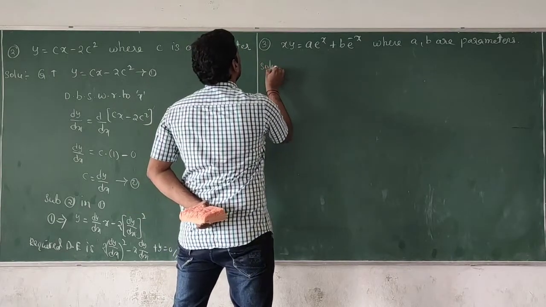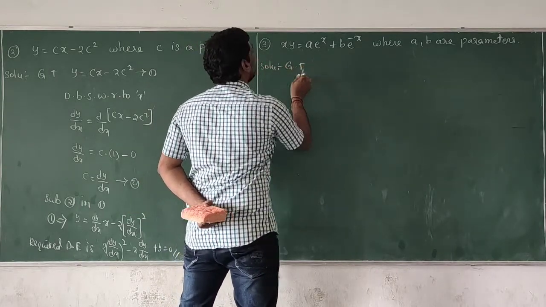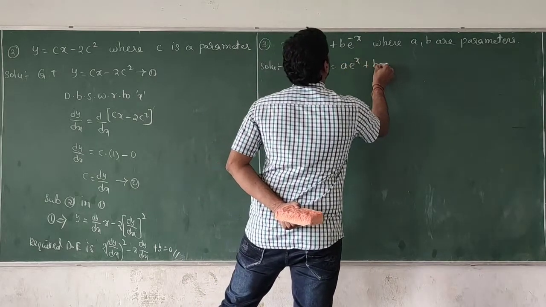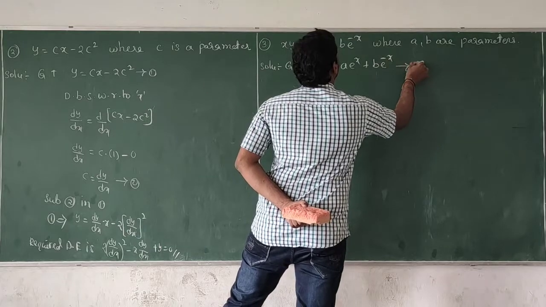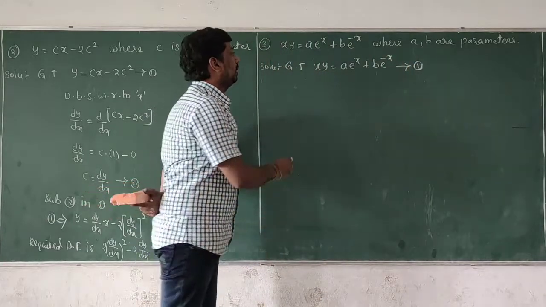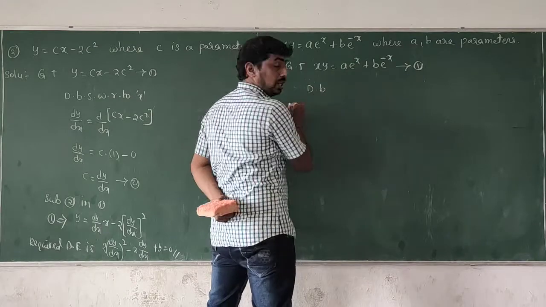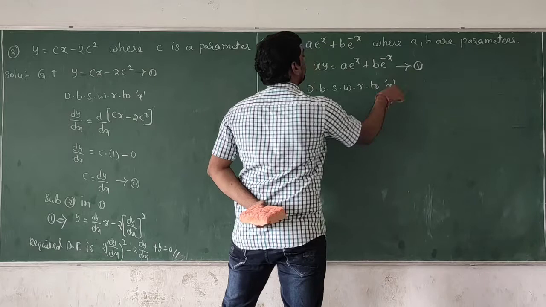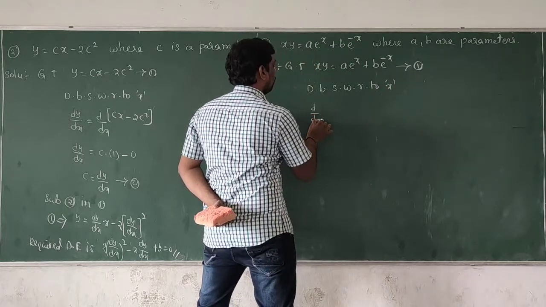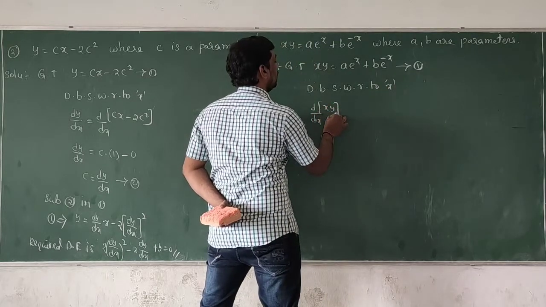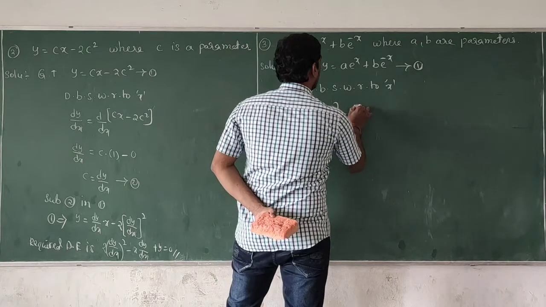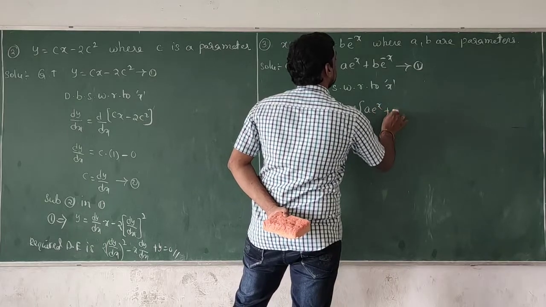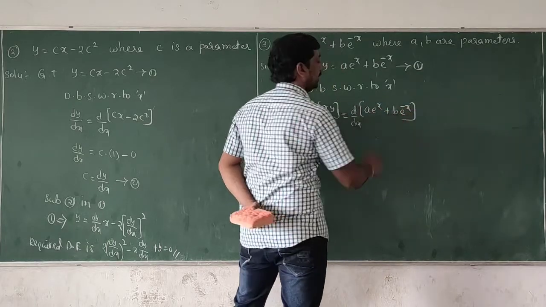In solution, given that xy equal to a into e power x plus b into e power minus x. Take this as the first equation. Now differentiate both sides with respect to x. Derivative of xy equal to derivative of a into e power x plus b into e power minus x.